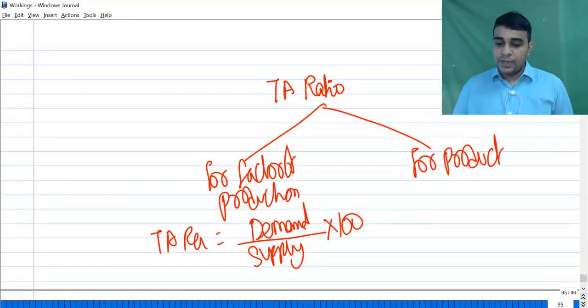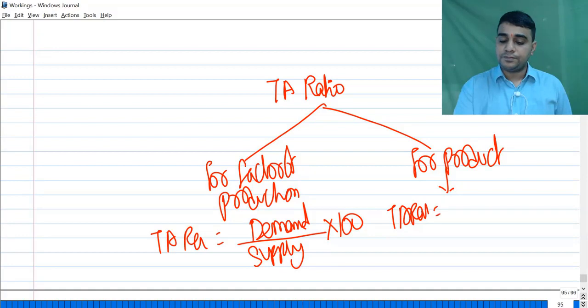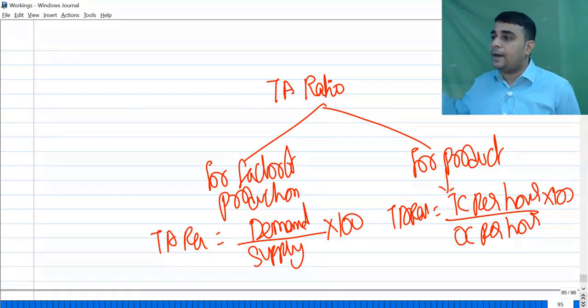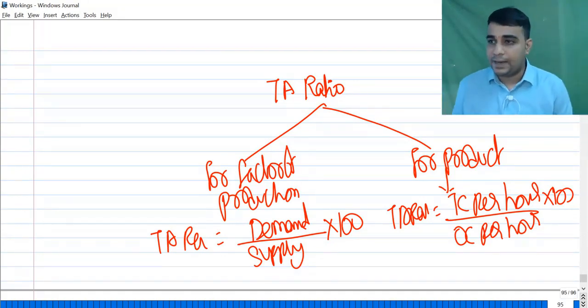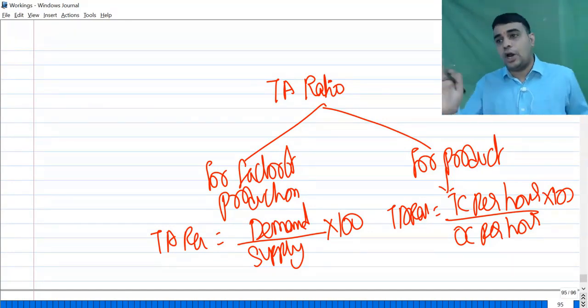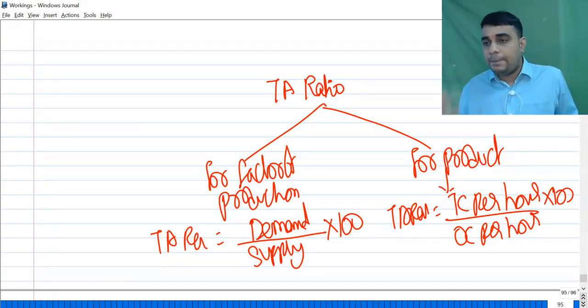So this is one. Second, for the product also you will calculate TA ratio, which is equal to throughput contribution per hour divided by operating cost per hour. Like you were calculating contribution per hour there, it can be per minute also, or even per kg of raw material, depending on what is the limiting factor. Throughput contribution, not per unit, okay. Whatever it is, throughput contribution per hour divided by operating cost per hour.